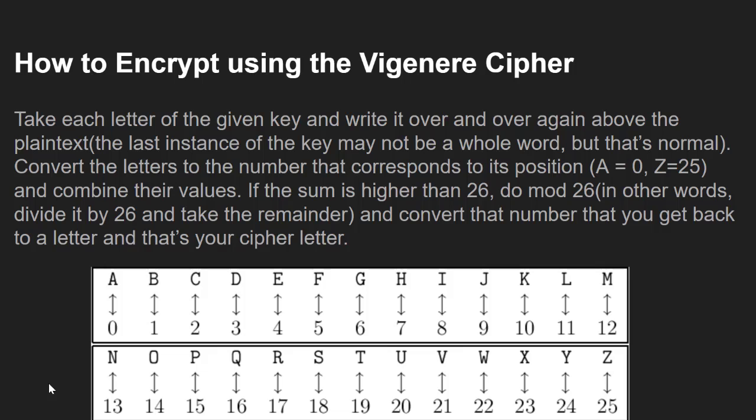And then after that, you will want to combine the number that you get for the letter and the number that you get for the key and combine their values. And if the sum happens to be higher than 26, you want to take mod 26 of that number. In other words, just divide it by 26 and take the remainder, and then convert that number back to a letter, and that's your ciphertext letter. And you just repeat that process over and over again.